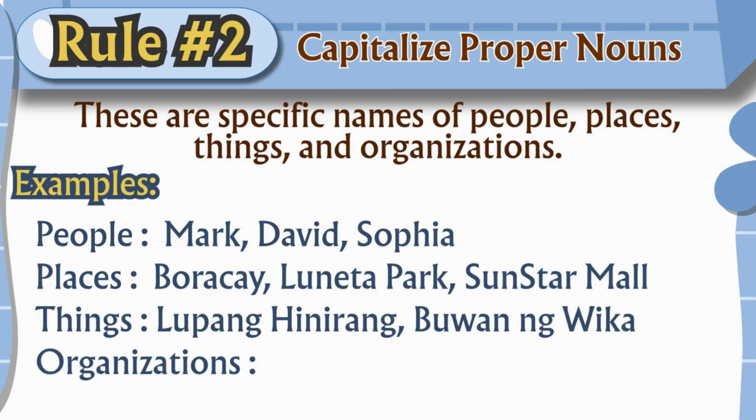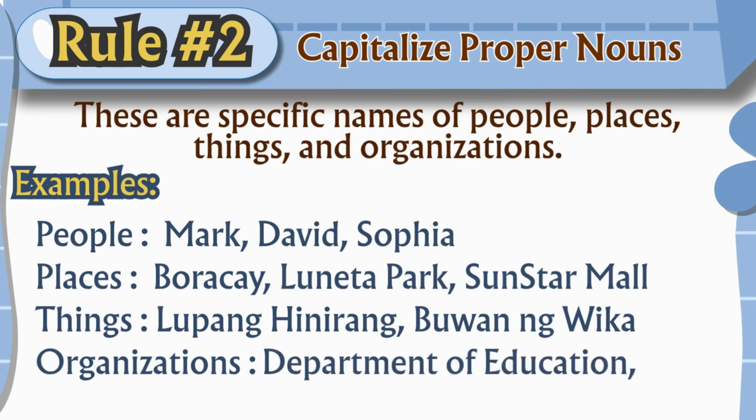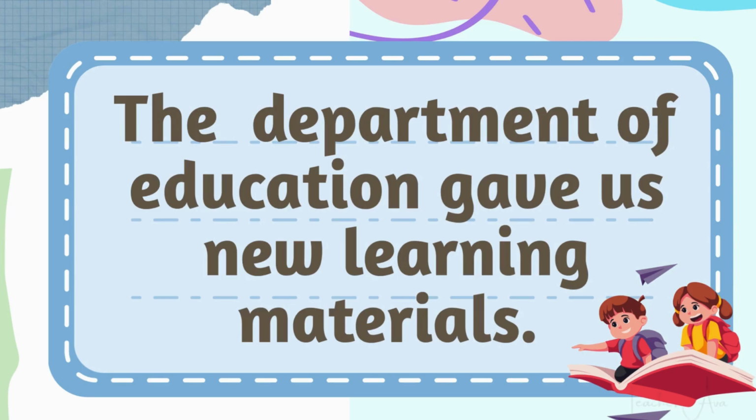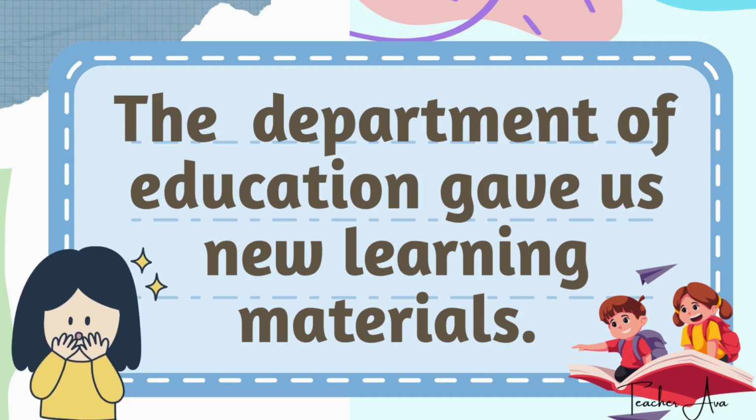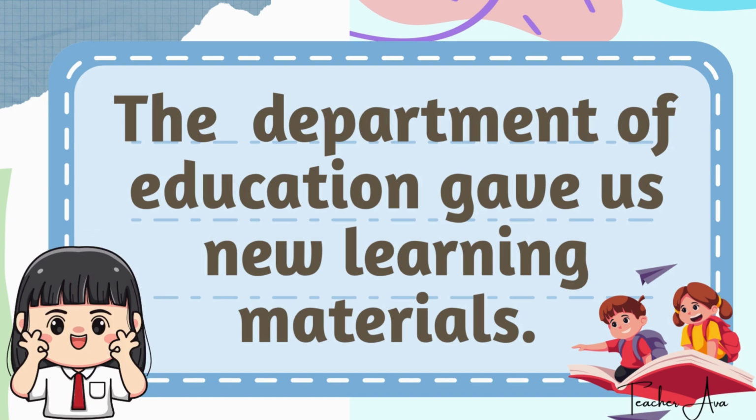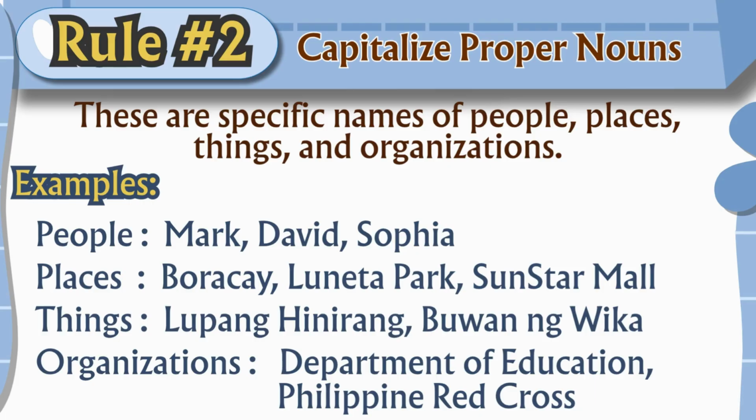Like Department of Education, or Philippine Red Cross, or even Girl Scout of the Philippines. All proper nouns because they are the official names of groups. Here's a tricky one. The Department of Education gave us new learning materials. Oops, what needs to be fixed? Right again. It should be the Department of Education gave us new learning materials. So remember, kids, always capitalize the full name of an organization.